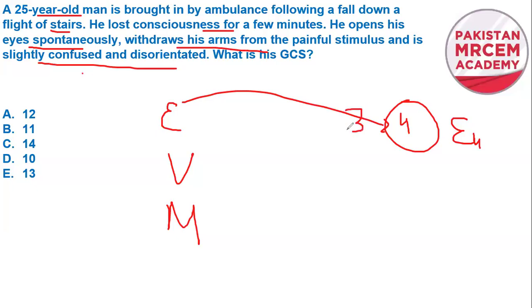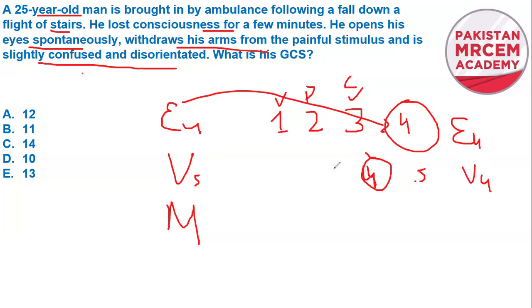If the patient opens eyes on command, then 3. If on painful stimuli, then 2. If the patient doesn't open eyes, then we also give a number, right? Then V5, right? Verbal. If the patient is oriented and able to converse normally, then we give 5. If the patient is confused, like in our scenario, we give 4. So E was 4, V is also 4. If the patient is confused, disoriented, we give 4 marks.